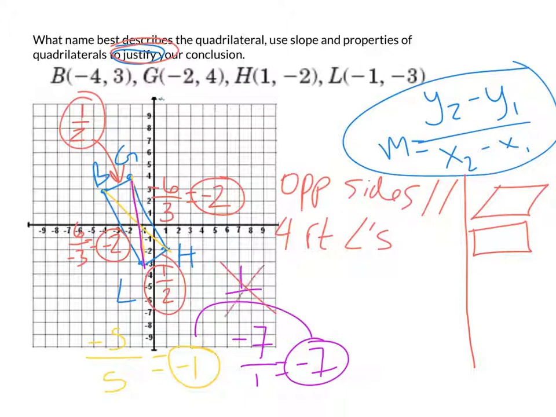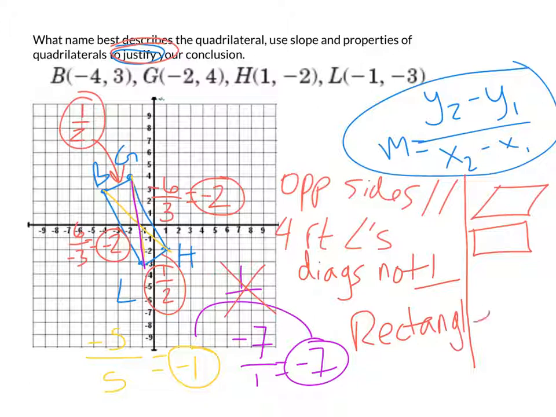They are not perpendicular. So 4 right angles, diagonals not perpendicular, rectangle. All right, so we have justified algebraically that we have a rectangle here using solely the slopes of the sides and the diagonals. That was exciting stuff.